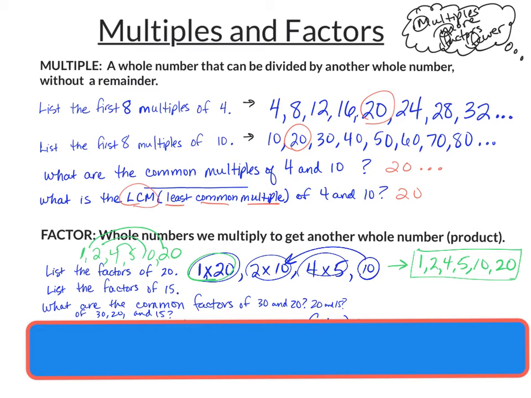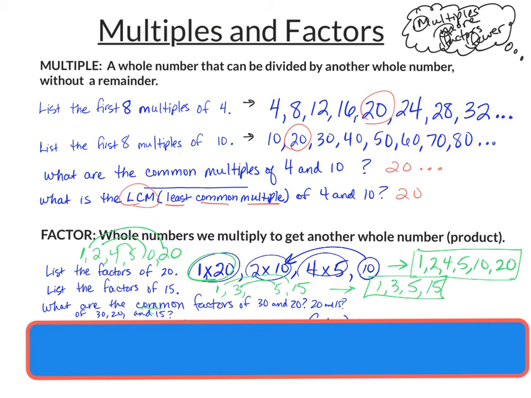Let's try that with the factors of 15. So if I'm listing the factors of 15, I know that 1 and 15 is a factor pair. 2 does not go evenly into 15. 3, yes, 3 goes evenly into 15. 3 times 5. 4 does not, and now we're at the middle, so we know we've listed all of our factors. If I wanted to neaten it up just a little bit and use the proper language, I would say the factors of 15 are 1, 3, 5, and 15.